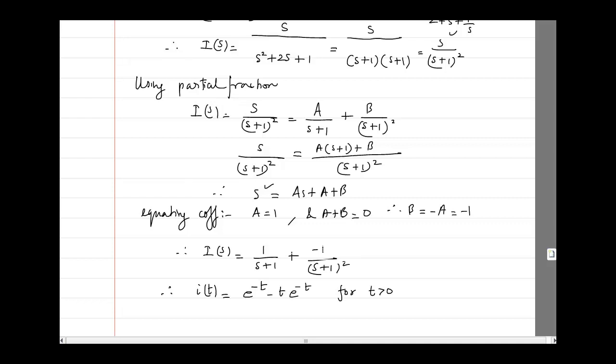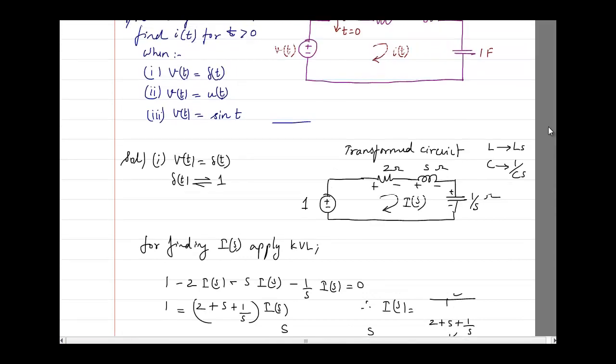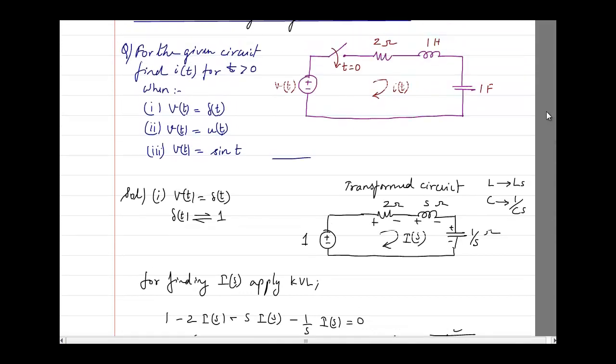So let us look at the second case, wherein we are having v of t is equal to u of t. So the second case is v of t is equal to u of t. Again I will draw the transform circuit.